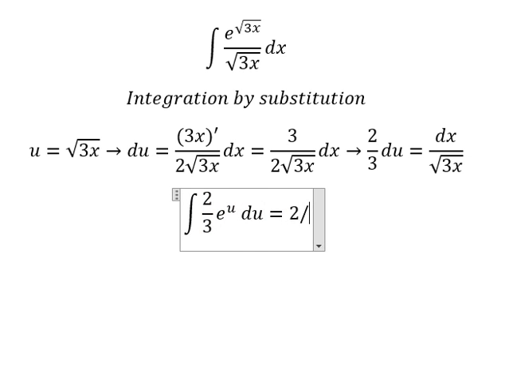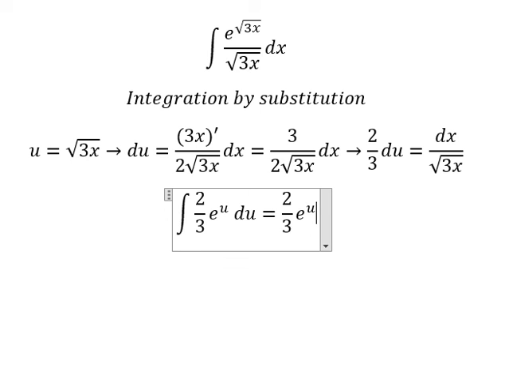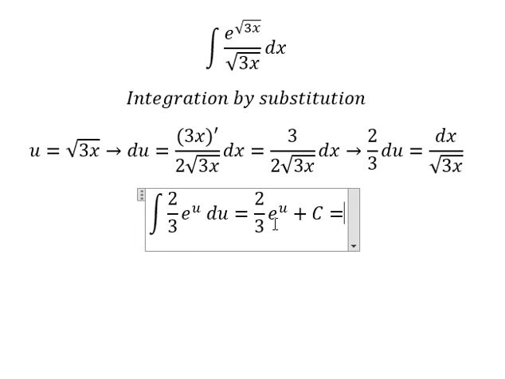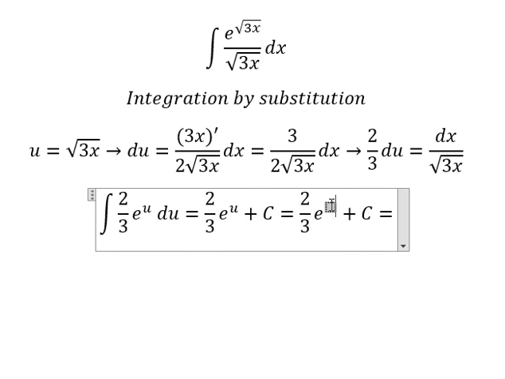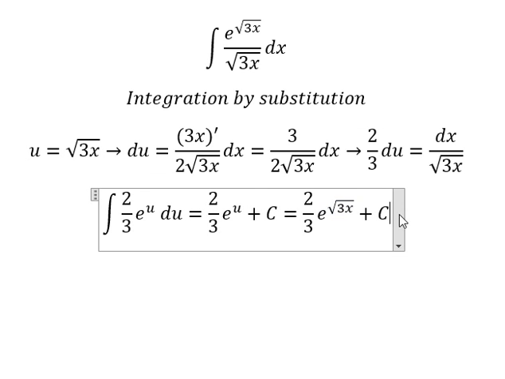And we have e to the power of u, and we put c. Then u is this one. And this is the final answer.